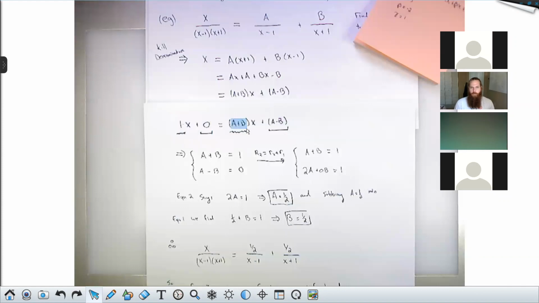A plus b is the coefficient of x on the right. 1 is the coefficient of x on the left. So a plus b has to be equal to 1.